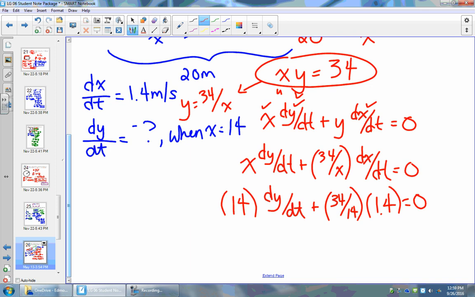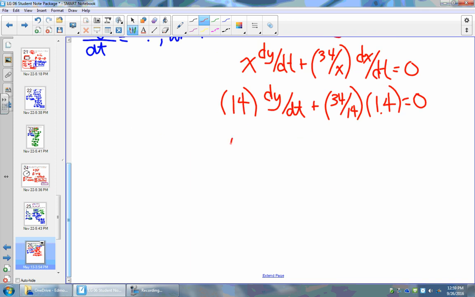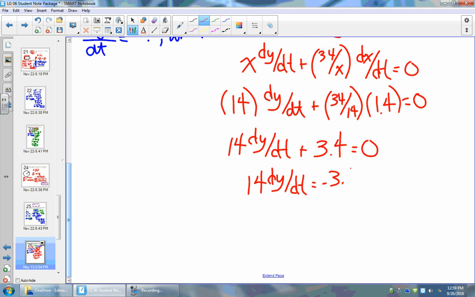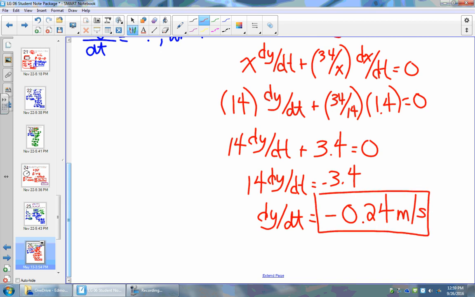Okay, so not too bad, right? Now we can keep going. So I've got 14 dy over dt plus, this is going to give me 3.4, and now 14 dy over dt would be equal to negative 3.4, and negative, which we talked about at the beginning, which is really good. So negative 3.4 over 14 is going to give us about negative 0.24, and again, meters per second, because we're looking for the height decreasing. And remember, we said a negative is a good thing because it's a decreasing height.